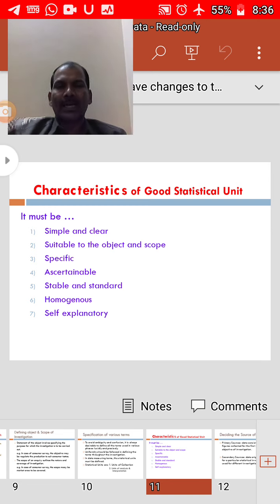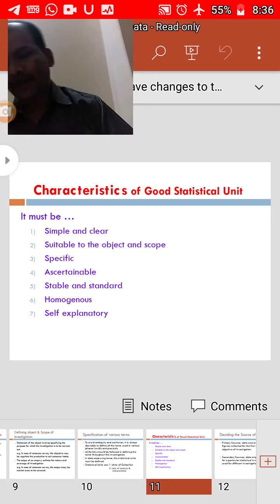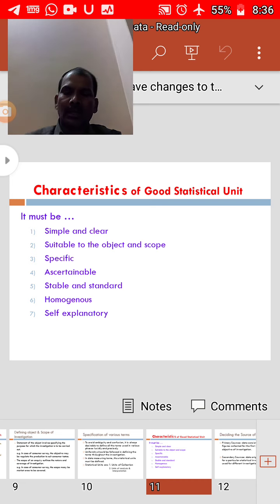Now we'll discuss characteristics of a good statistical unit. A good statistical unit must possess a few characteristics. One, it must be simple and clear. The statistical unit must be defined in simple and clear terms. It must be understandable to all connected with the investigation. It must be rigid, defined to avoid confusion and ambiguity.